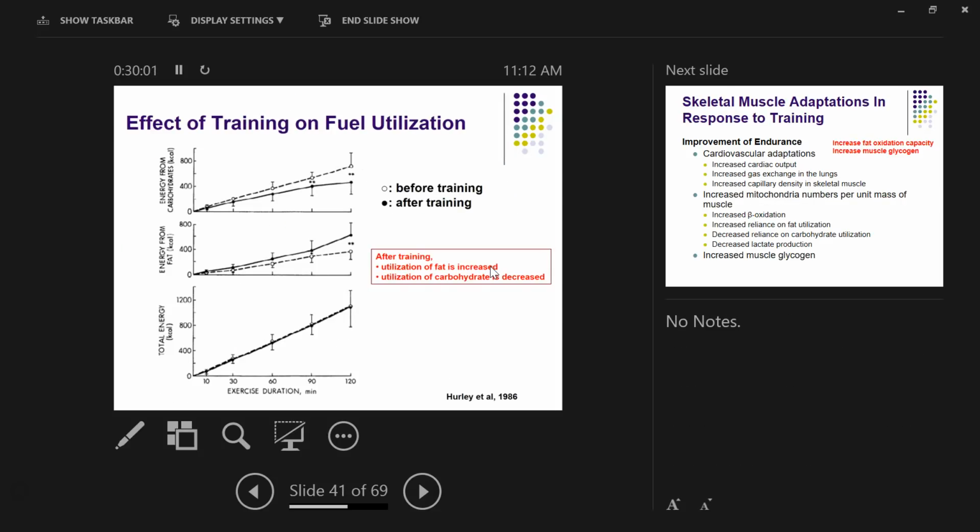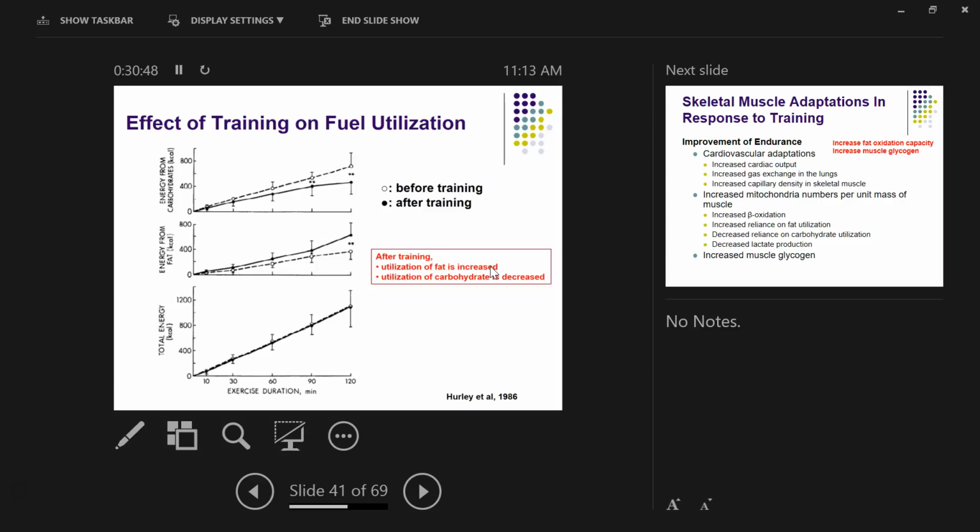And this is another experiment that people did to compare the fuel utilization before and after training, right? The bottom figures show the total energy utilization, which is actually pretty similar before and after. You use a similar amount of energy, and produce a similar amount of energy. But if you compare before and after training in terms of the energy utilization from fat versus carbohydrate, they are actually changing.